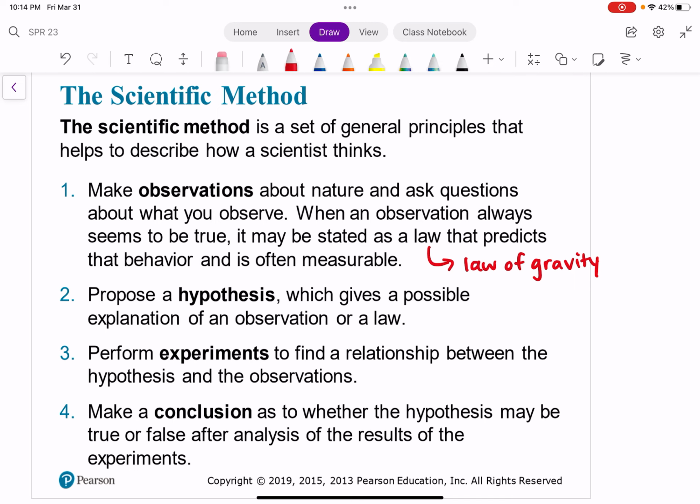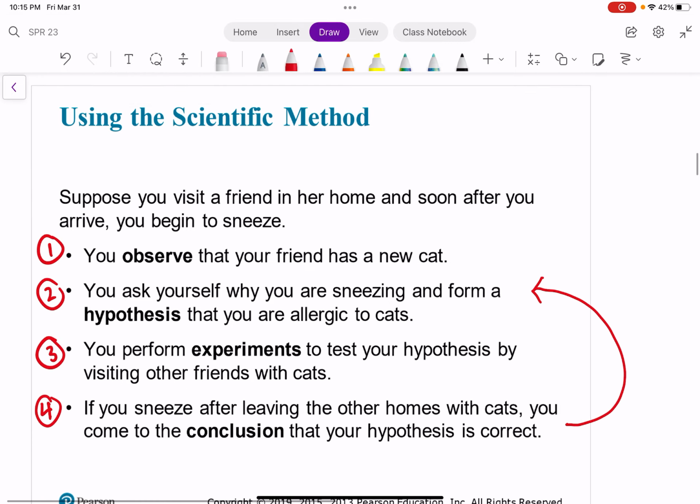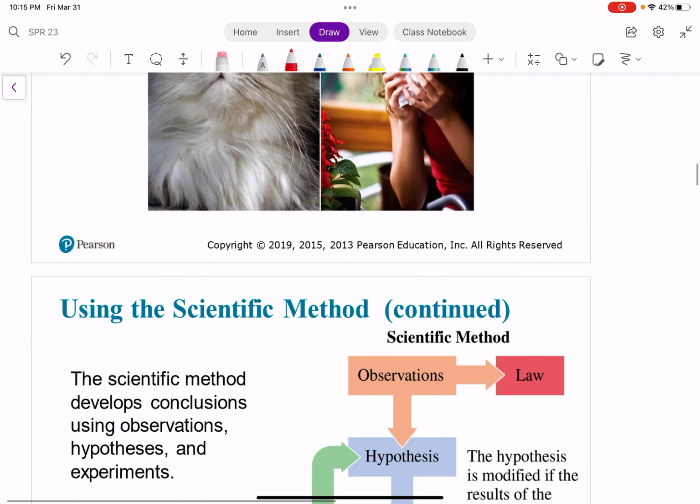And then you form a hypothesis to give a possible explanation to what you're observing, or a law, right? Why is the law of gravity always true? Why is that happening? Why am I always sneezing when I'm around cats? Then you perform your experiments to test your hypothesis, and you make a conclusion to figure out, based on your data, hey, is my hypothesis correct or not? And then you can reevaluate as you need to.